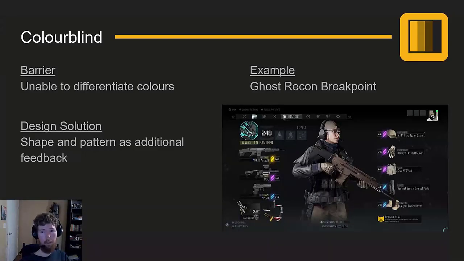So, colorblind barriers. A player may be unable to differentiate between colors in a scene, and this covers red, green, and blue color blindness, and that is on a scale of severity. The big sciencey names for this are protanopia, deuteranopia, and tritanopia, as well as the rare achromatopsia, where you see in pure black and white.